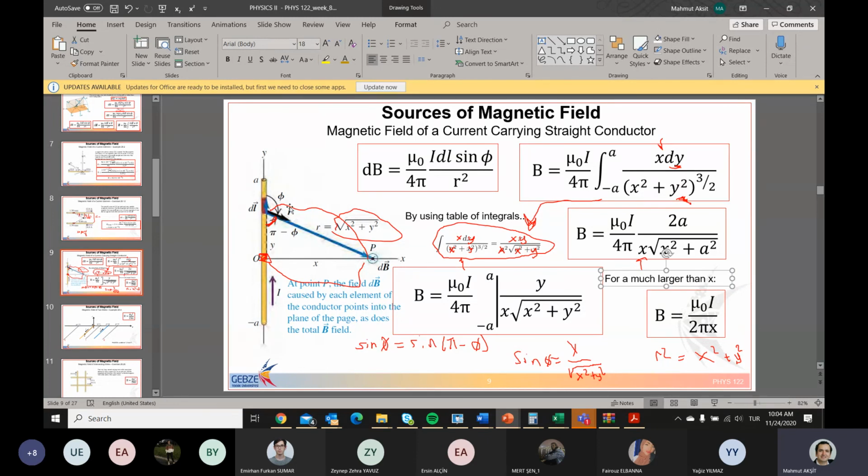Very sorry. If I make a much longer than x, I'm not taking x to 0. Because if you take x to 0, the magnetic field will be 0. If I'm just making a much larger than x, and when that happens, you take the limit at infinity for a, and if you let this go to 0, it's going to be a multiplied by x, a is cancelled out, and you get mu 0 I over 2 pi x.